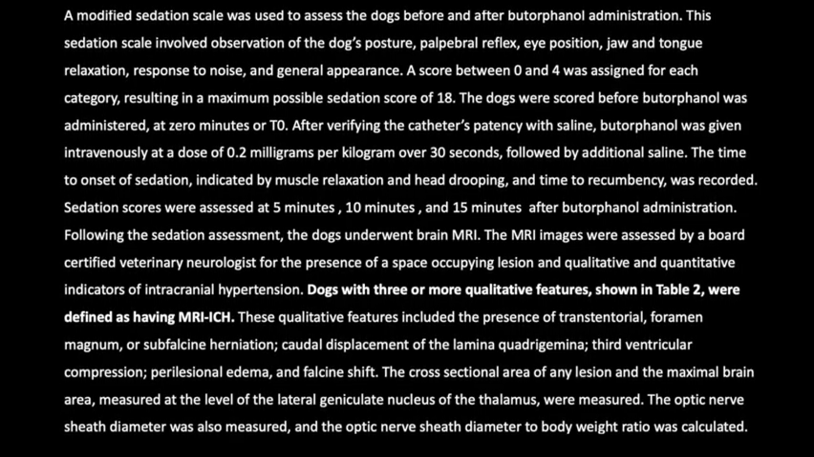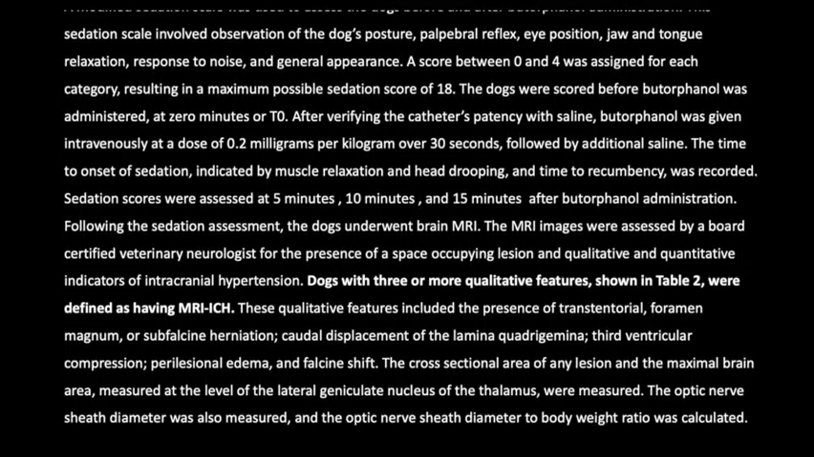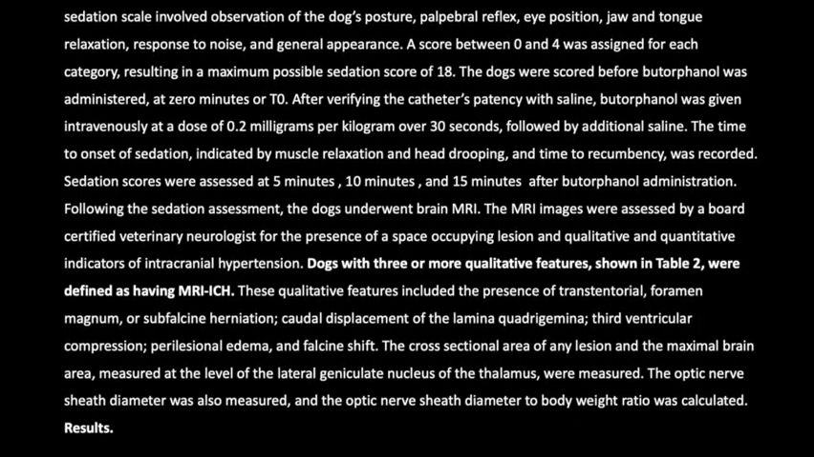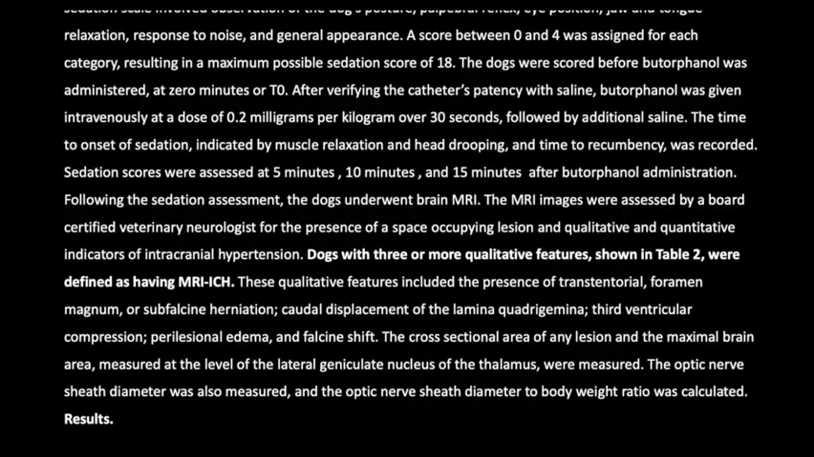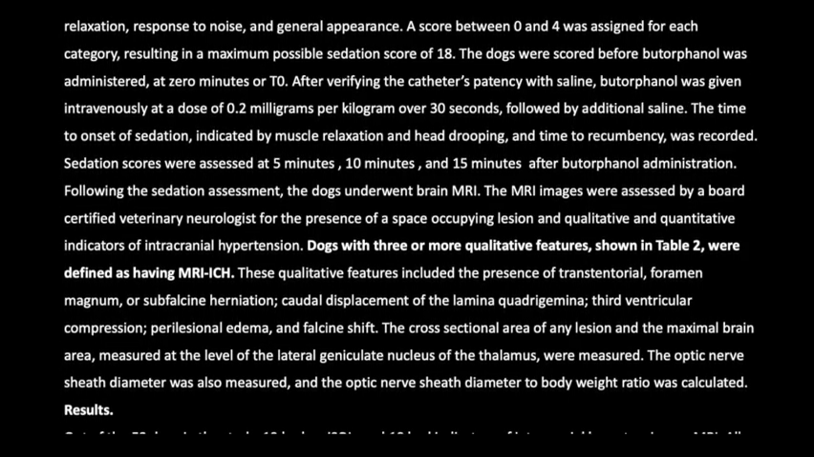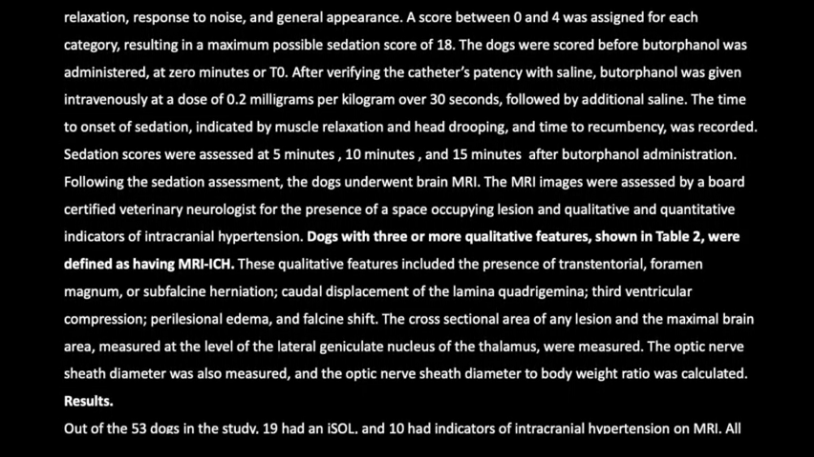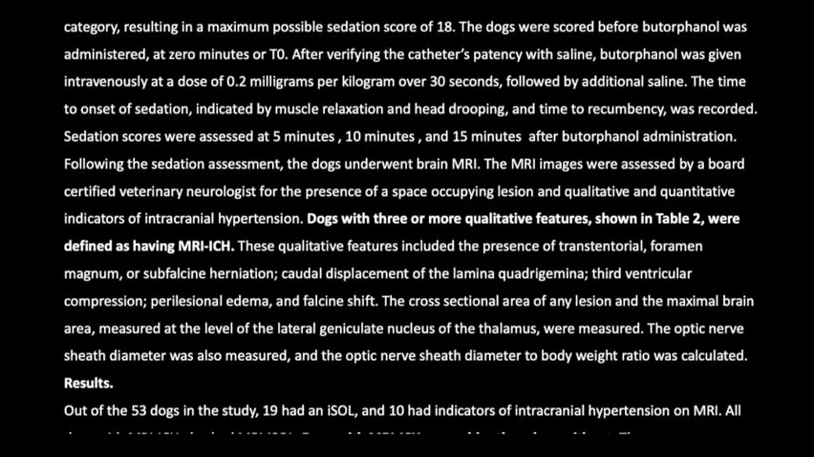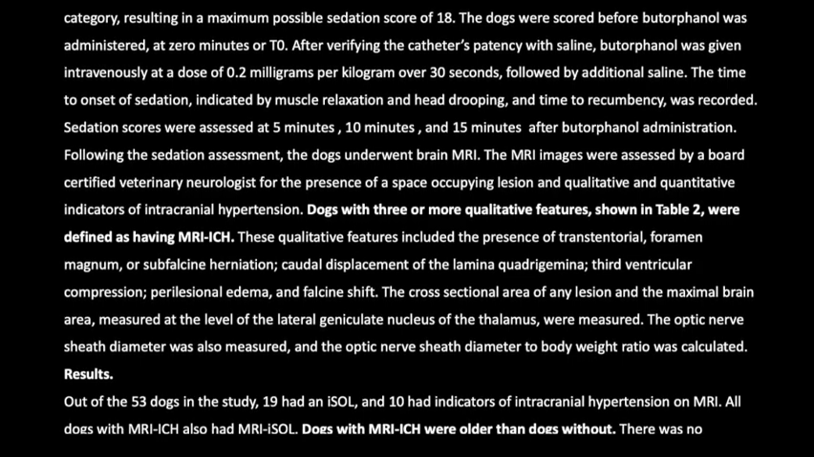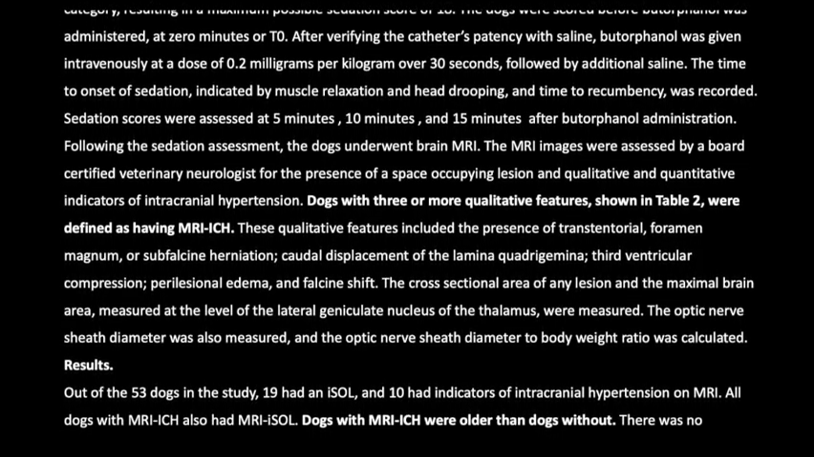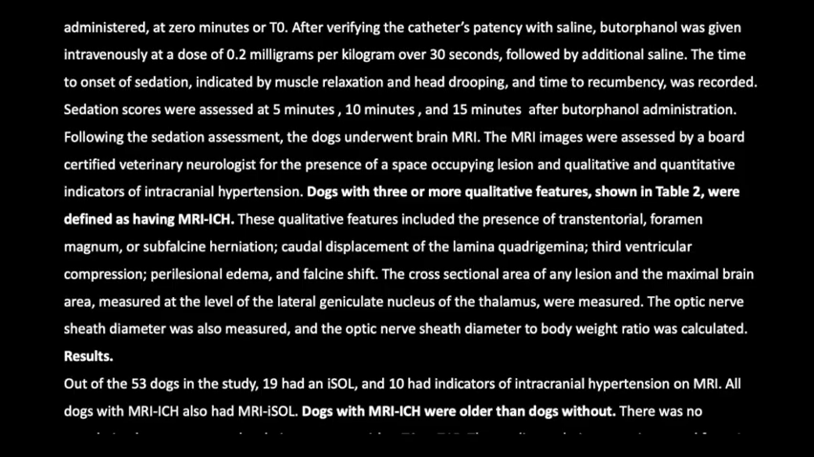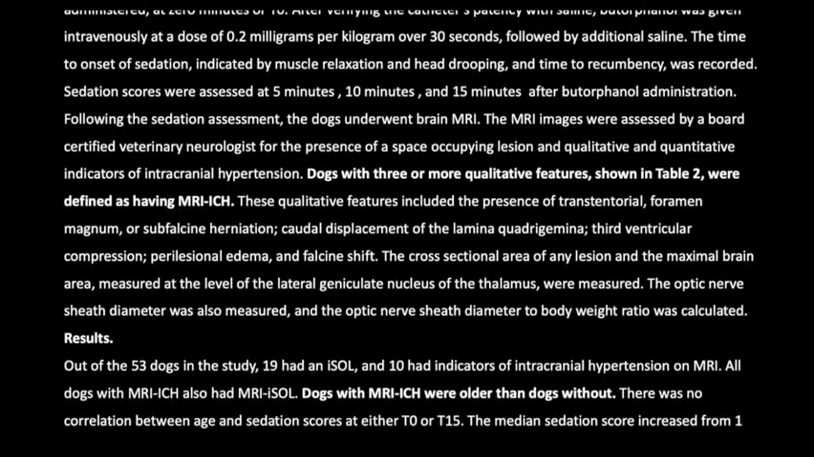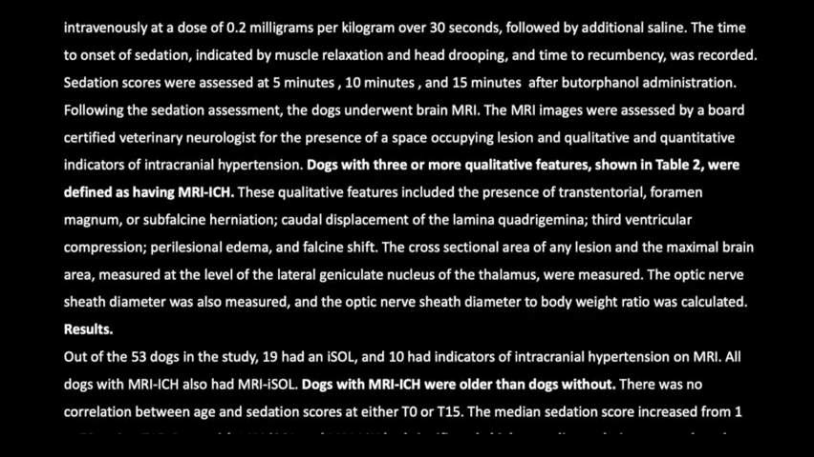The MRI images were assessed by a board-certified veterinary neurologist for the presence of a space-occupying lesion and qualitative and quantitative indicators of intracranial hypertension. Dogs with 3 or more qualitative features, shown in Table 2, were defined as having MRI-ICH. These qualitative features included the presence of transtentorial, foramen magnum, or subfalcine herniation, caudal displacement of the lamina quadrigemina, third ventricular compression, perilesional edema, and falcine shift.